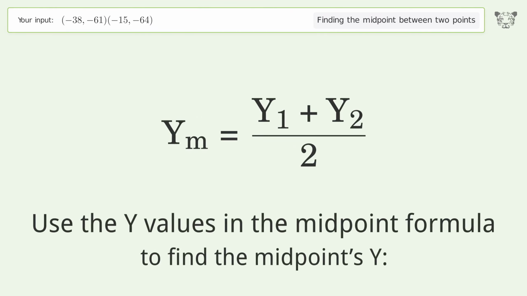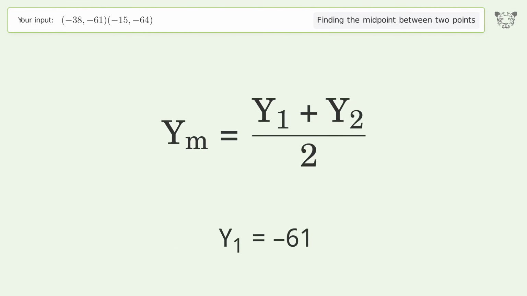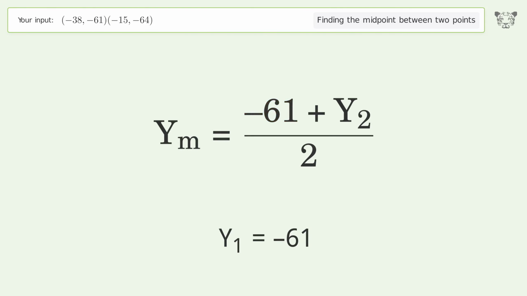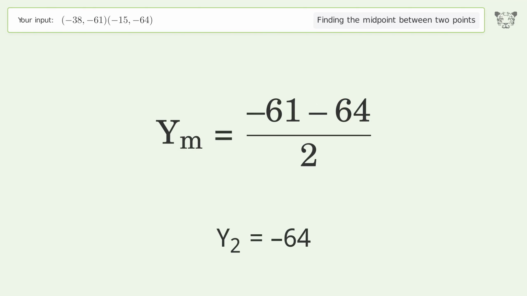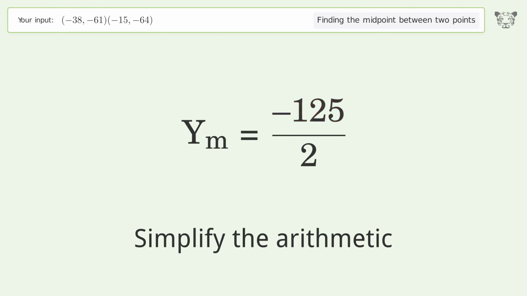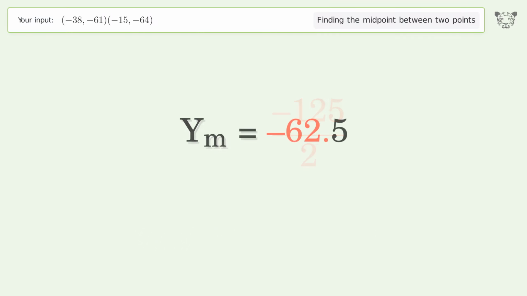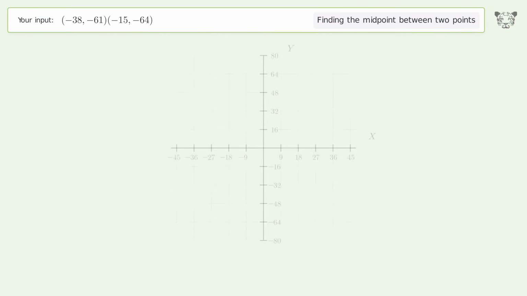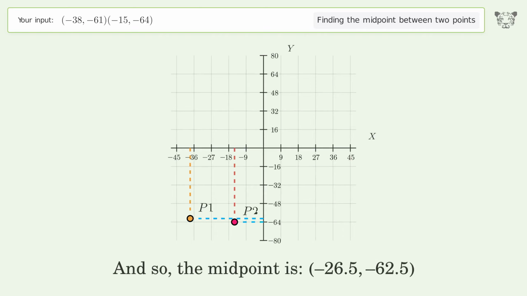Use the y values in the midpoint formula to find the midpoint's y. y1 equals negative 61. y2 equals negative 64. Simplify the arithmetic. And so, the midpoint is negative 26.5, negative 62.5.